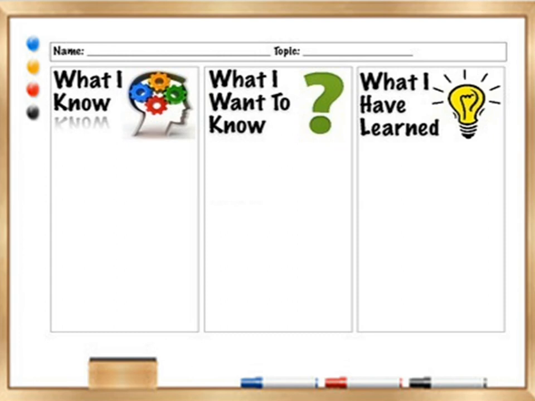The last column is what I have learned. Learners fill in this part after reading the text, and they complete it with any new information they have got from the reading passage. This would be a great post-reading activity, as learners would have a class discussion about the topic of the reading passage, and they would also share the new things they have learned with their classmates.